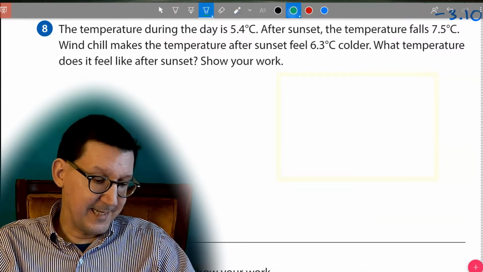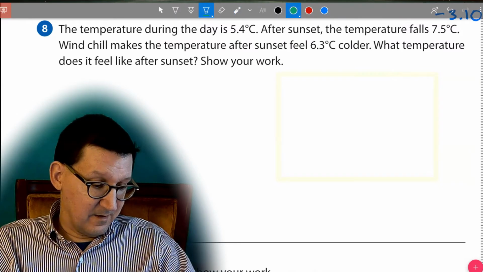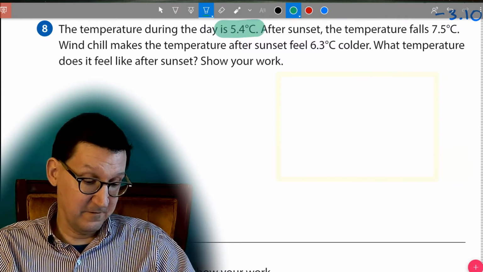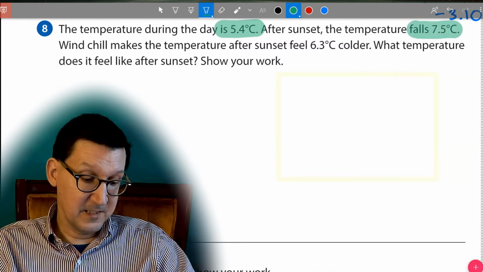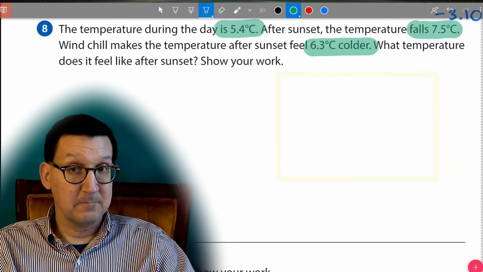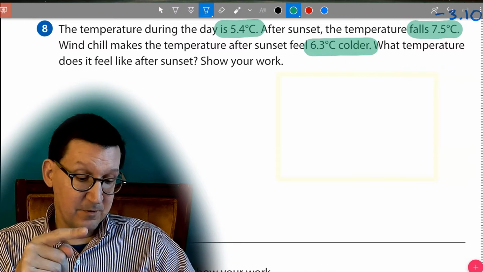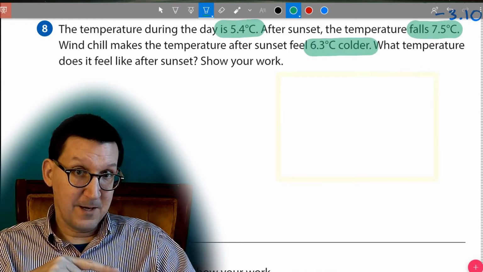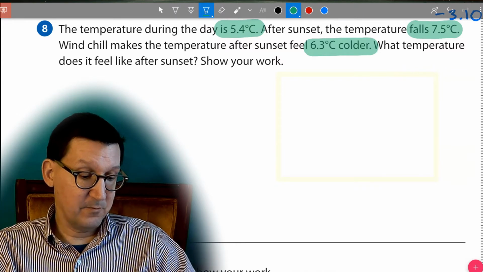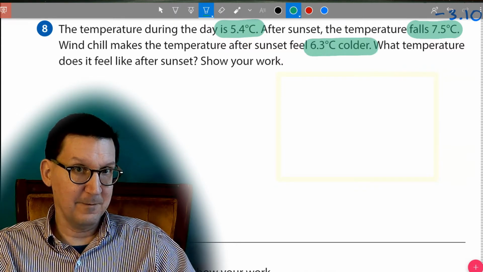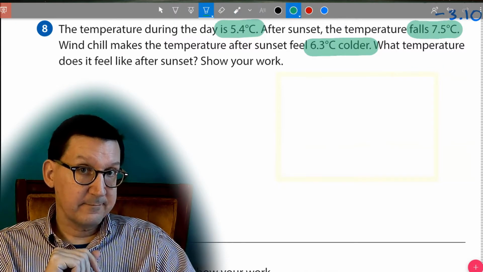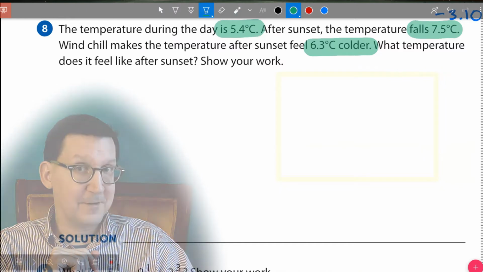So, let's pull some data out together. All right. The temperature starts off at 5.4 degrees centigrade, and that's positive 5.4. It falls by 7.5 degrees, and the wind chill makes it feel even colder than that. So it looks like we're going to have a temperature, and then drop that temperature down, and then drop that temperature down again. So we're going to end up with something that's down in the negative range, aren't we? That's my estimation anyway. Let's see if it works. So you work this out and show me what you get, and we'll talk about it in just a second.